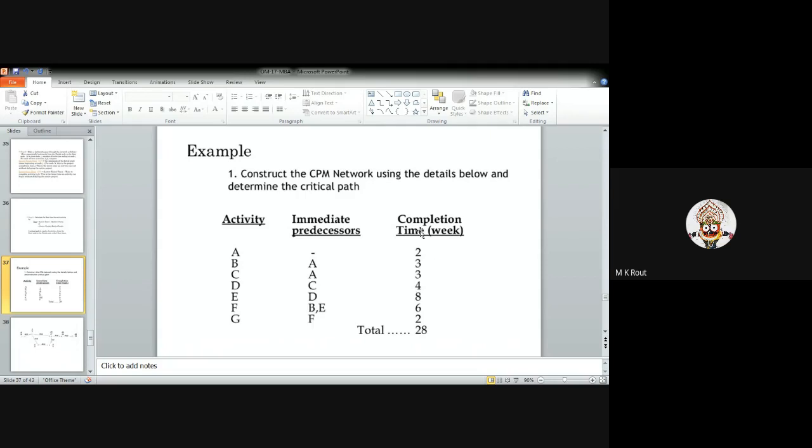And their completion time in weeks is given, and total time is 28. So I advise all of you to just note down these examples and the data given in the tables. Then proceed to calculate or draw the network diagram. Is it finished from your side? No, sir.